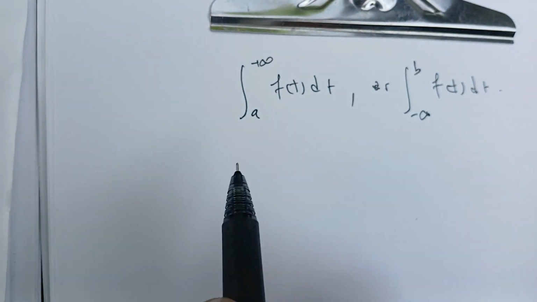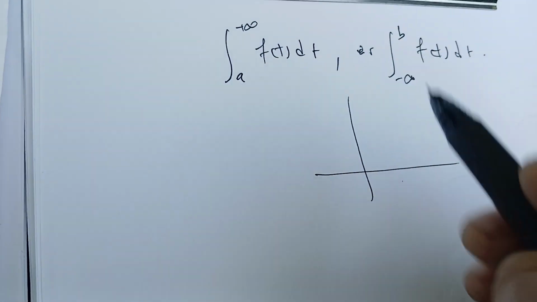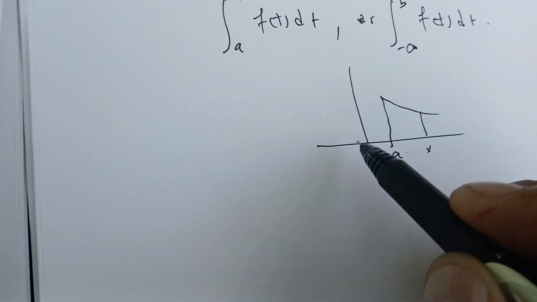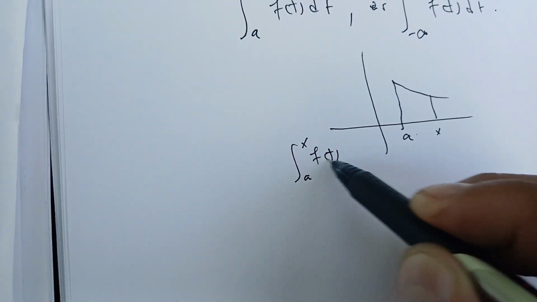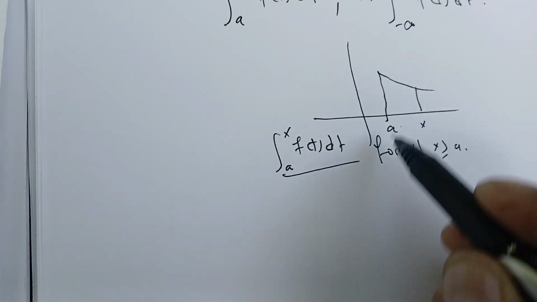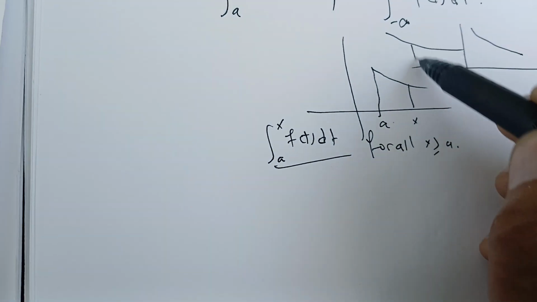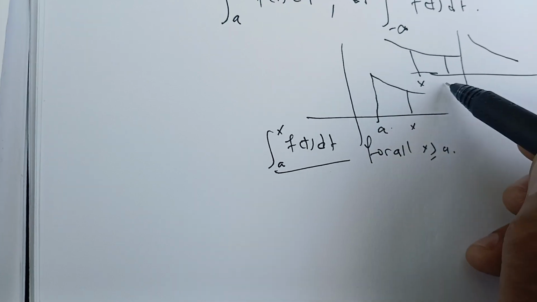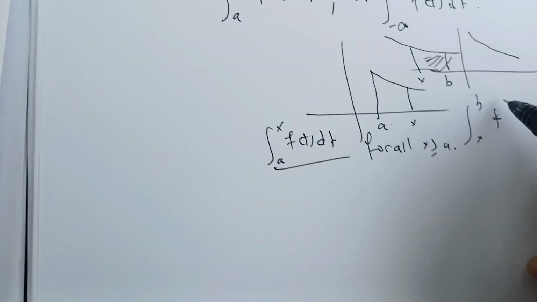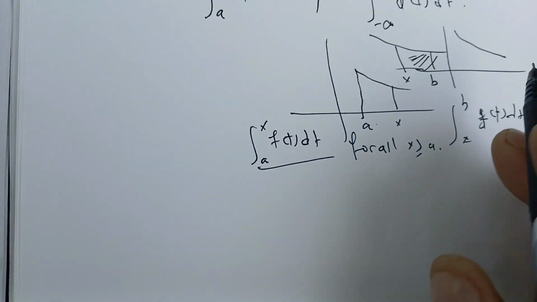To be able to define these ones, let's assume that f is positive in this case. So we assume that the integral between a and x of f of t dt exists for all x bigger than a. The same thing here. Let's say we're integrating this function, let's call it g of t, between x and b. We assume that this integral of g of t dt exists for all x less than b.